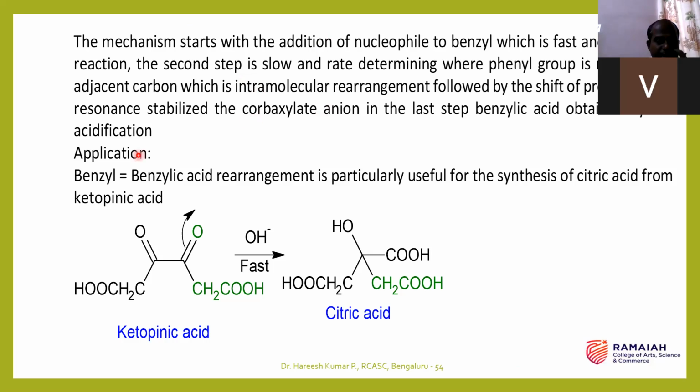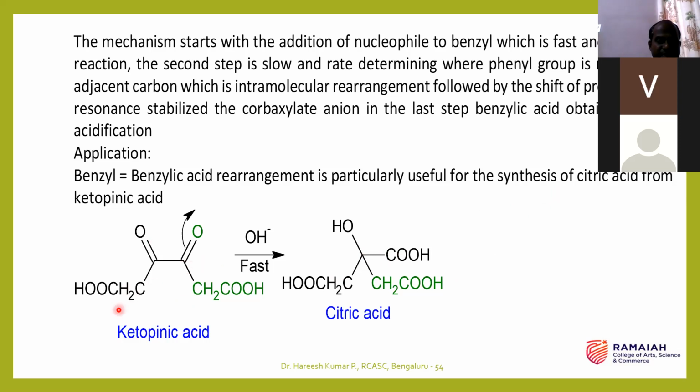That's all. Now if we are looking into the application, the benzilic acid rearrangement is particularly useful for the synthesis of citric acid. Citric acid is this one. Citric acid contains 3 carboxylic acid groups, and in addition to these it also has one hydroxy group. I think you know that citric acid is present in almost all citrus fruits. That means citric acid can be synthesized in a laboratory.